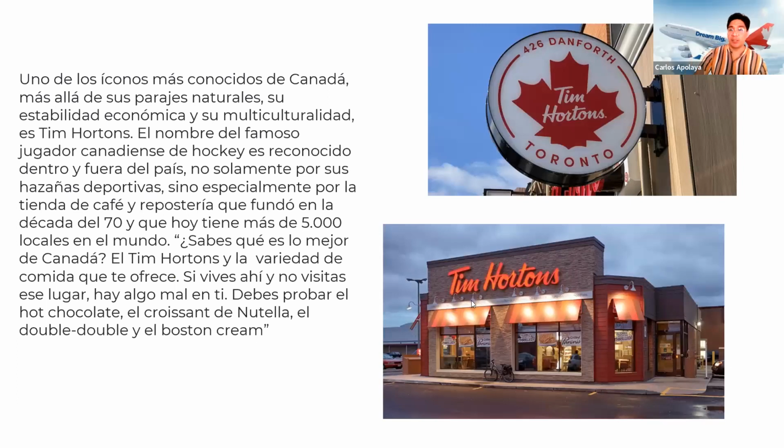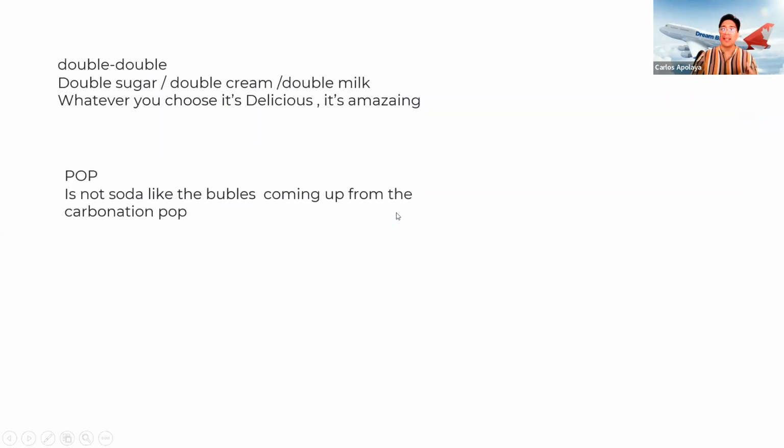Okay, so this is Tim Hortons. It is like Starbucks. Why is this important to teach? Because this word is like double: double sugar, double cream, double milk. For example, imagine that you work as a waiter or waitress, and you say, "Sir, how may I help you? What would you like to drink?" And then you say, "Please, give me a double." What is a double? Double sugar, double cream, double milk. Remember the word double double.